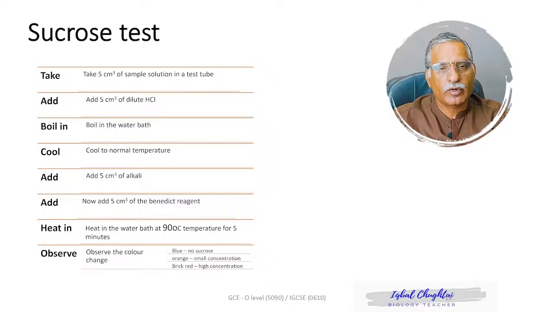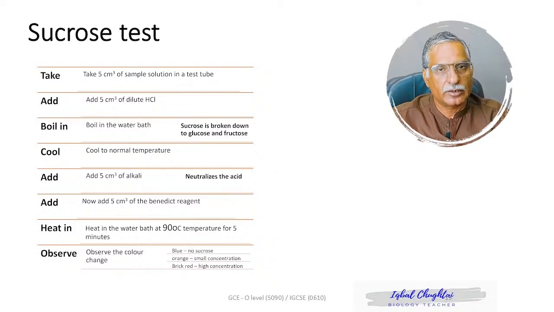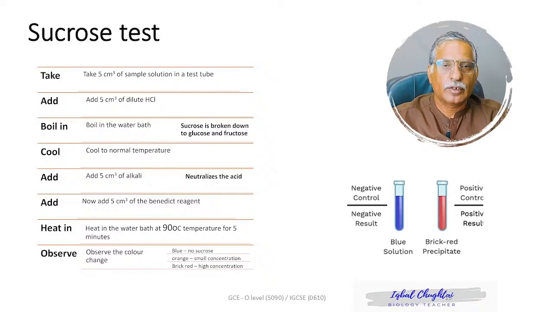Now, how will these different treatments affect it? Heating the sucrose solution with the dilute hydrochloric acid will break down sucrose into its monosaccharide units like glucose and fructose. Treating the mixture with alkali will neutralize the acid, so that the acid does not react with the Benedict reagent. And now the Benedict reagent will give us the positive result. If we have yellow color of the test tube contents, that means small concentration of sucrose. And if the test tube contents turn orange red or brick red, it means high concentration of sucrose.